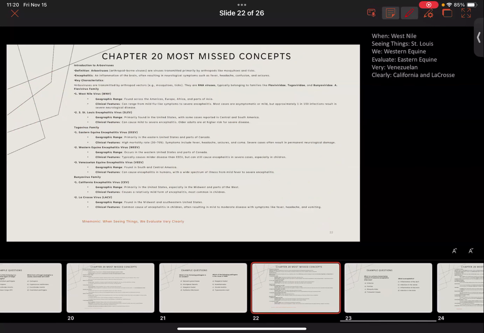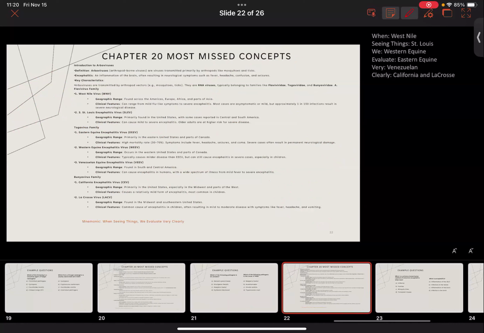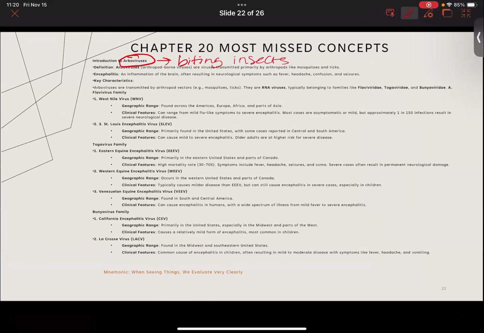All right. How many more? Just these two. Okay. These are our arboviruses. Arboviruses are viruses that are transmitted by biting insects, typically mosquitoes and ticks and fleas and things like that. I guess I can close this and we can see it better. We have West Nile, St. Louis, Eastern equine, Western equine, Venezuelan equine, and then our Bunyaviruses like California and La Crosse.